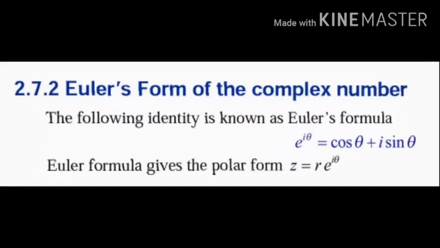Euler form of a complex number. The following identity is known as Euler form, that is e to the power i theta is equal to cos theta plus i sin theta. The Euler form can also be represented in polar form, that is z equal to r e to the power i theta.